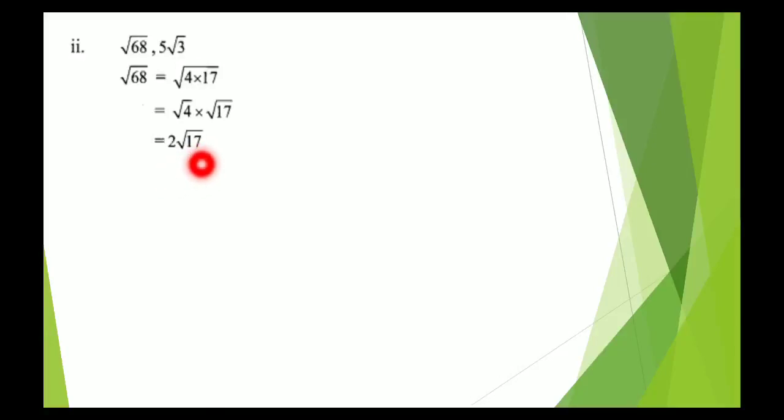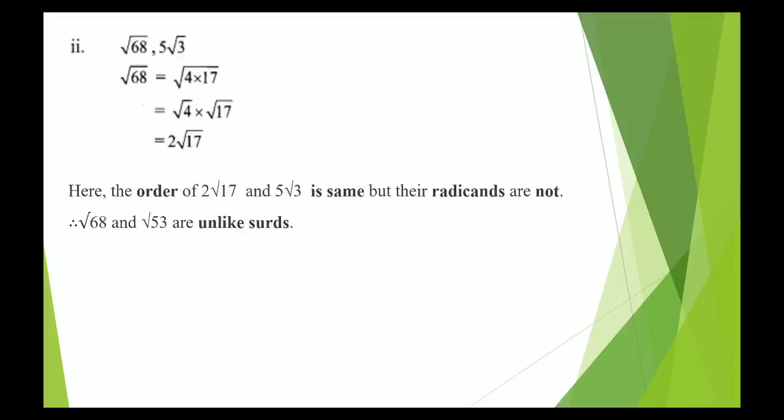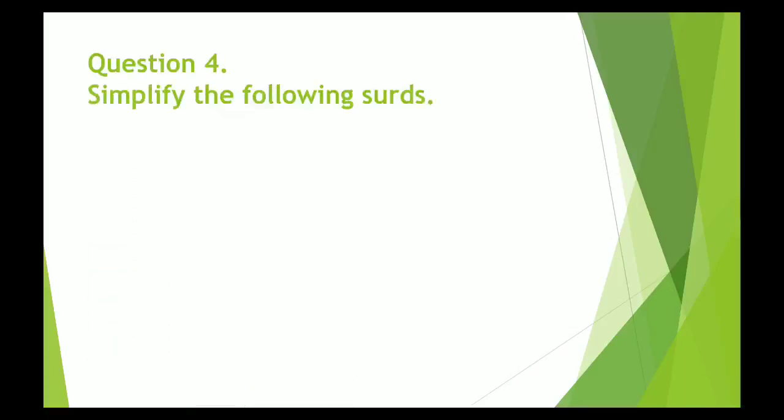Let me check whether the radicand is same. The radicand is 17 here, the radicand is 3 here. The radicand are not same. Since the order of 2 root 17 and 5 root 3 is same, but the radicand are not equal, therefore, it is an unlike surds.